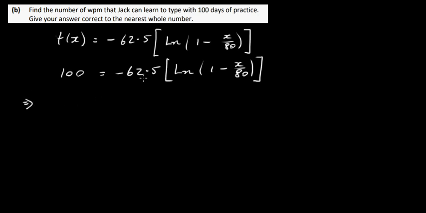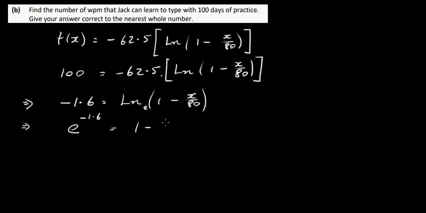Okay, so what I'm going to do first is divide across by minus 62.5, because that's multiplied here. So when I do that, I get minus 1.6. So on the right hand side I end up with log 1 minus x over 80. Now at this stage I've gone as far as I can with the log version of this equation. So what I'm going to do is convert it to index notation. So this is log to the base e here, if you like. So it's e to the power of minus 1.6 is equal to 1 minus x over 80. So I've just converted to index notation here. So e to the power of minus 1.6 will be what's in the bracket here.